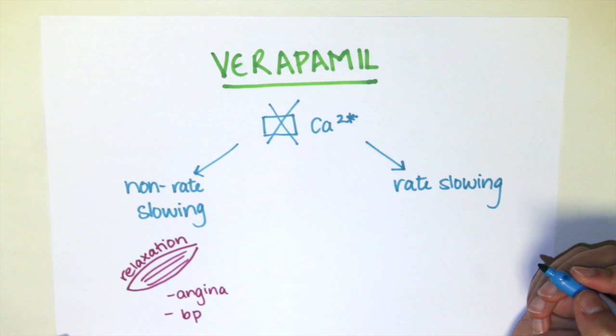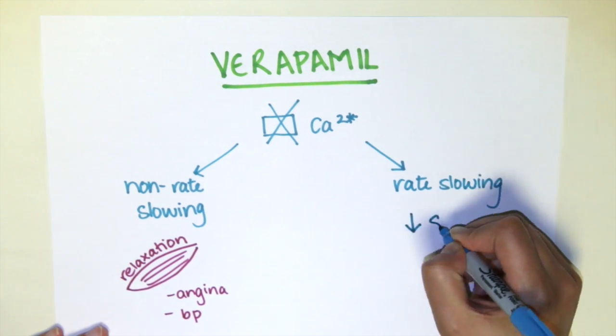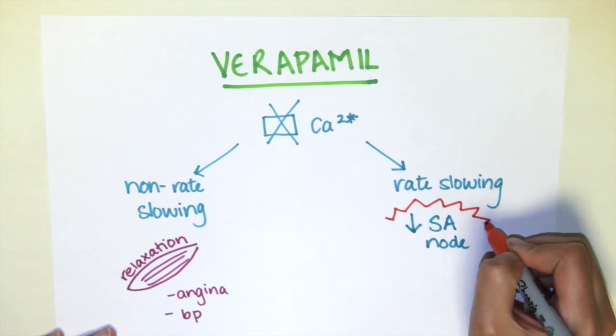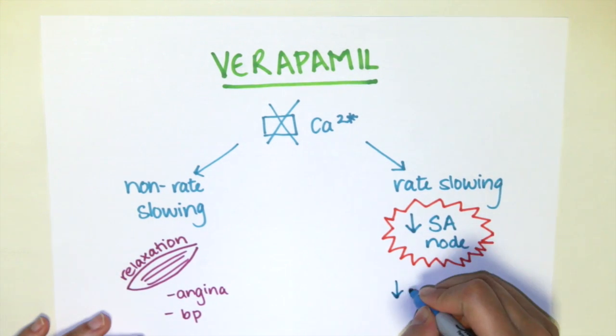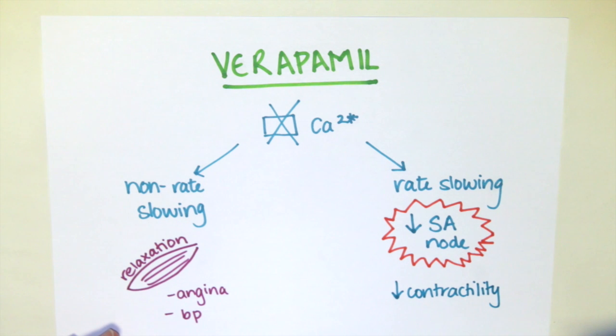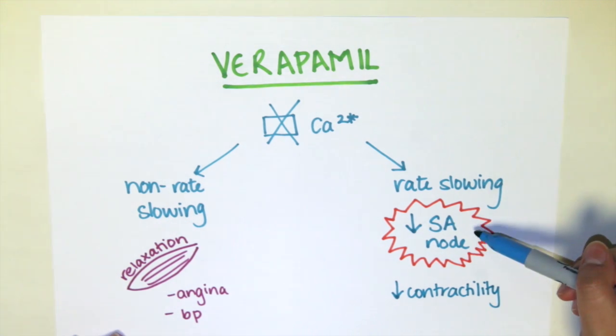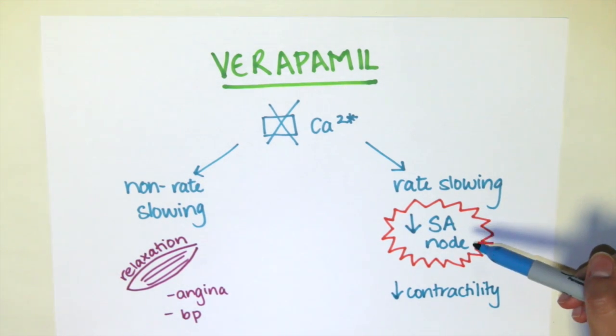Rate slowing blockers, however, as the name suggests, slow down the heart rate by acting on the SA node, and also reduce contractility by acting on the muscle cells. So they have 2 actions, but we're more interested in its actions on the SA node.